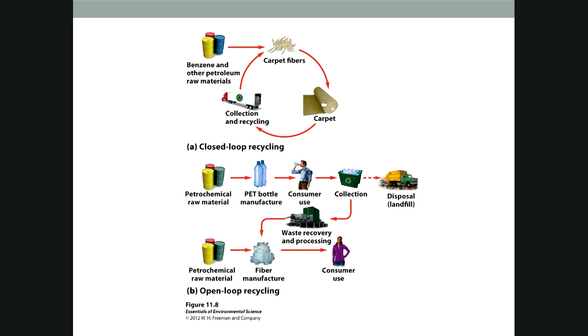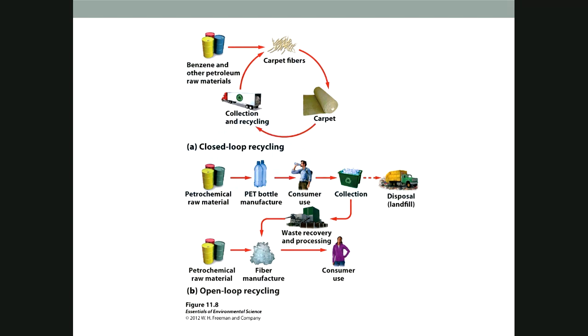An open loop example would be, for example, if you recycle a plastic bottle, that goes to the waste recovery and processing site to get those plastic fibers, and then those plastic fibers may go into an athletic shirt that contains a little bit of plastic. So you start with one thing and you end up with another. That's an open loop, just two different types of recycling.